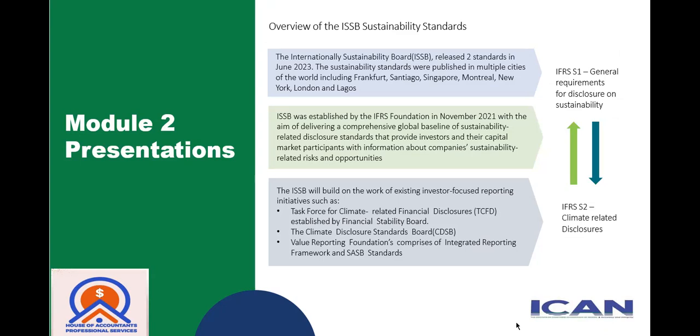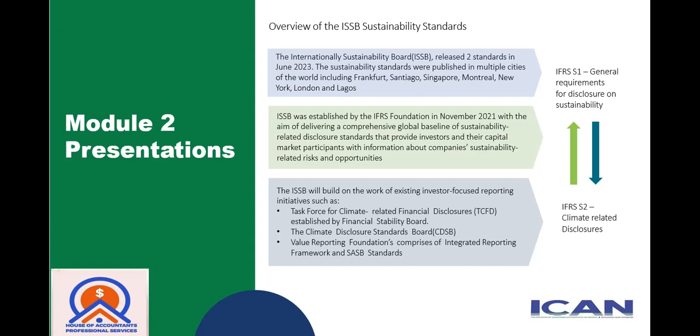Now, overview of the ISSB sustainability standard. Okay, that's IFRS S1 and S2. IFRS S1 is generally talking about requirements for disclosure on what? On sustainability. And the second, which is IFRS S2, is talking about climate-related disclosures. The two are very close, but they are not saying the same thing. The first one is talking about disclosure on sustainability. The second one is talking about climate-related disclosures, which we are going to be looking at in full detail.